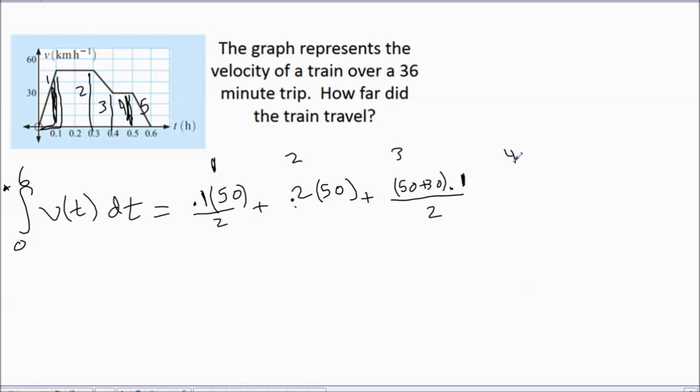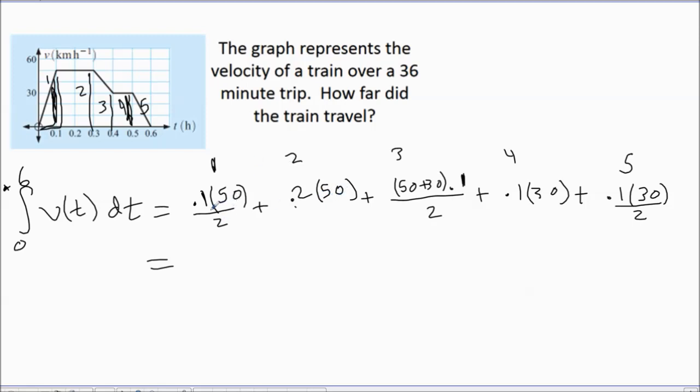We need to go to region 4, and these are going to start to get a little bit easier now. Rectangle with a width of 0.1 and a height going up to 30. And then finally, we're down to that fifth region. We've got a triangle with a width of 0.1 with a height of 30, and we're going to divide that by 2 because we know it's a triangle. All right, let's simplify this, and we're going to be able to figure out how far this train traveled.